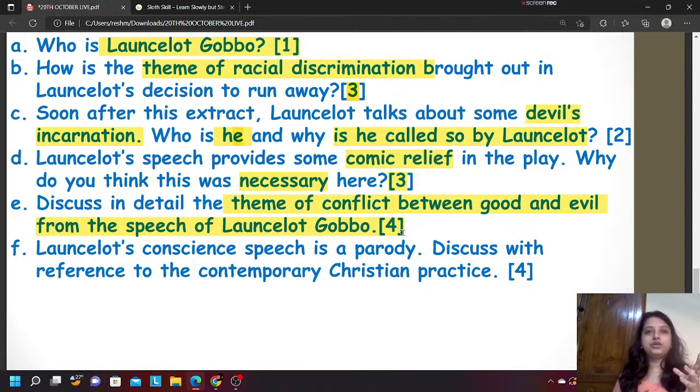Because you are a servant, you should be loyal to him. He is paying you for it, so you cannot betray him. That is what the conscience is telling him.